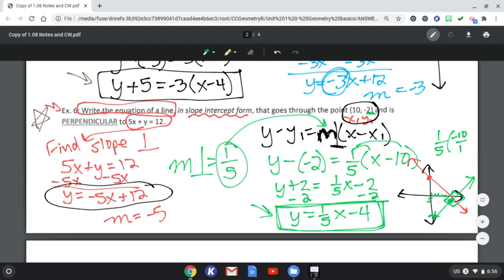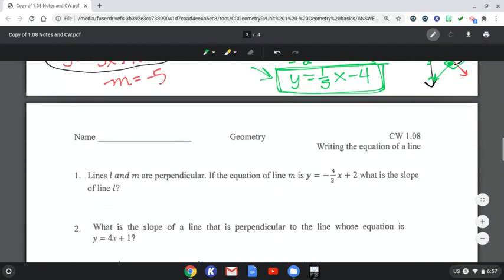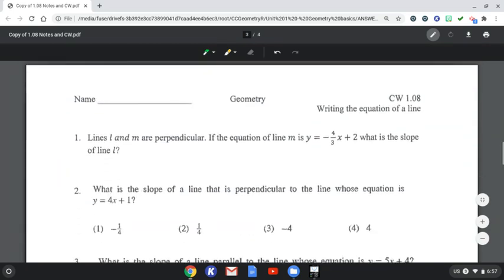Okay, so that's how we write these equations. So again, when you're asked to write the equation of a line, you're going to need your point slope formula, y minus y1 equals m times x minus x1. And in order to go into that point slope formula, you need the ordered pair, the point, and the slope. So I'd like you to try the classwork 1.08.